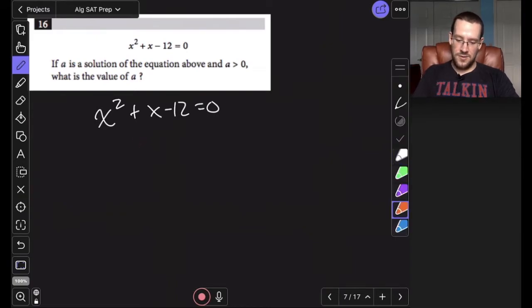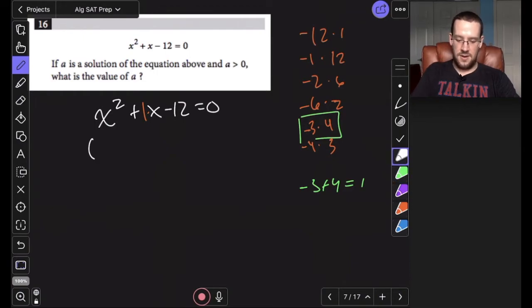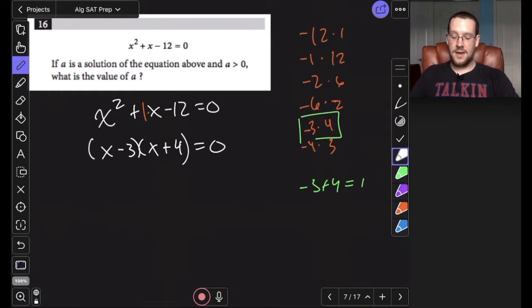Notice here, there's a really sneaky 1. This is 1x, right? And so factors of negative 12 times 1. So notice, negative 3 plus 4 is equal to 1. So when I factor this, I'm just going to dump these in here. X minus 3, x plus 4.